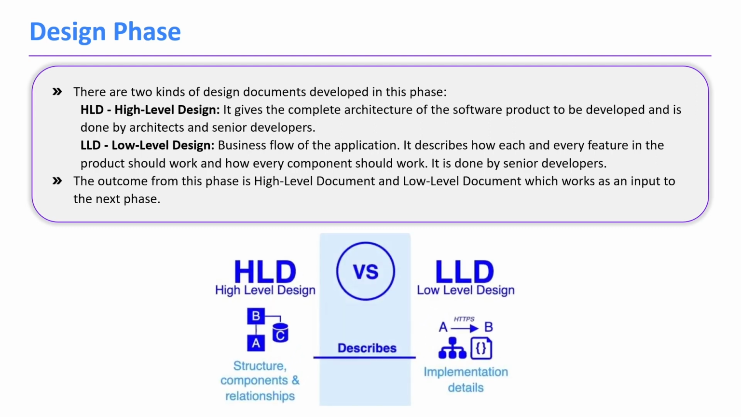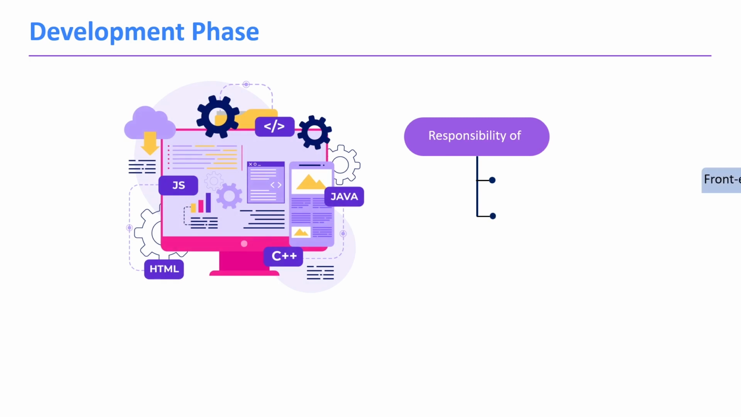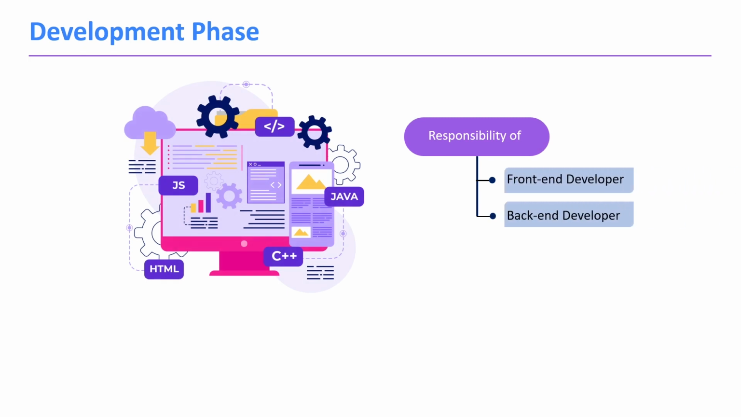As you can see in the picture, high level design describes the structure, components and relationship between the different modules, and low level design describes the implementation details. Next phase is the development phase. Developing an application is the responsibility of the front-end developer and back-end developer.